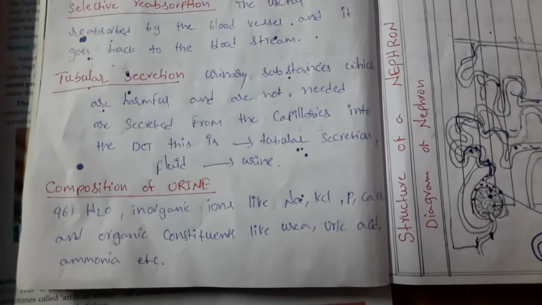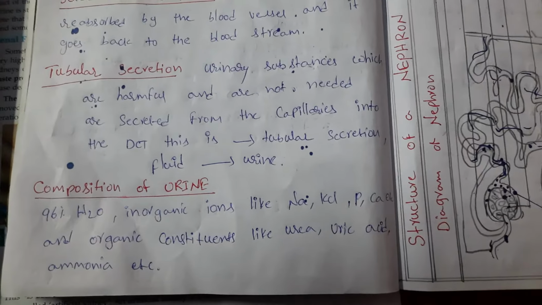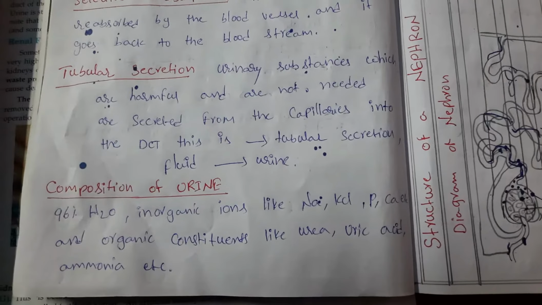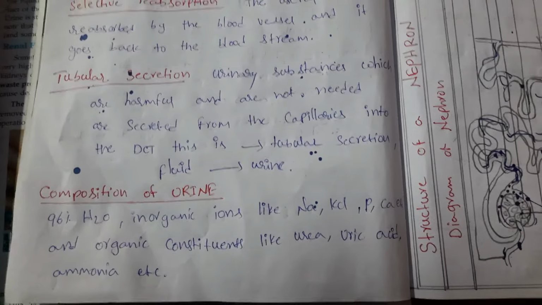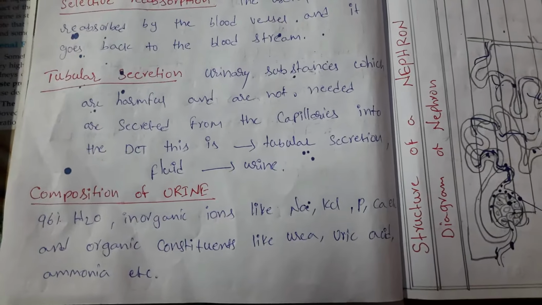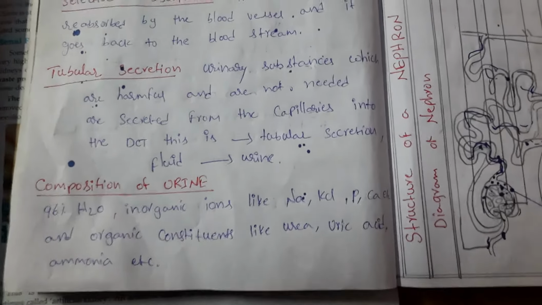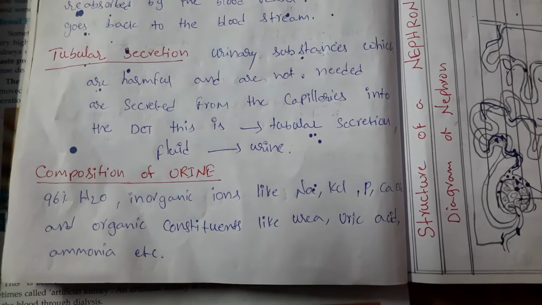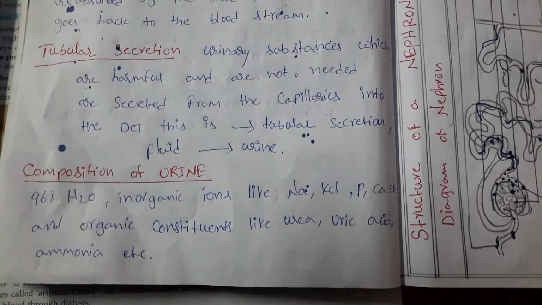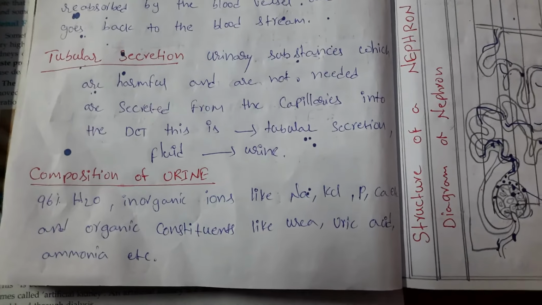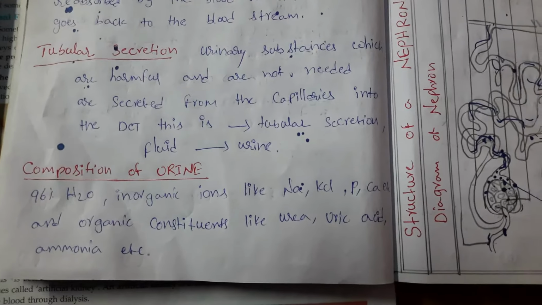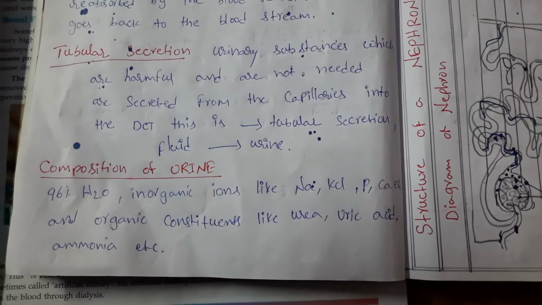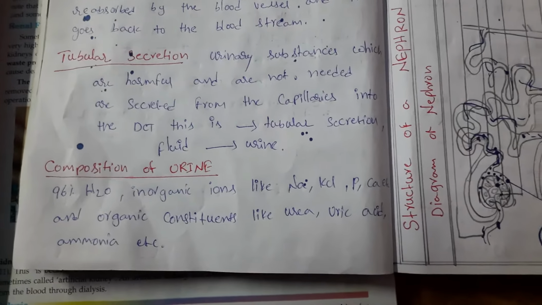Last step in the nephron: the composition of urine. Urine contains 96% of water, inorganic ions like sodium, potassium, chloride, phosphorus, calcium, etc., and organic constituents like urea, uric acid and ammonia.